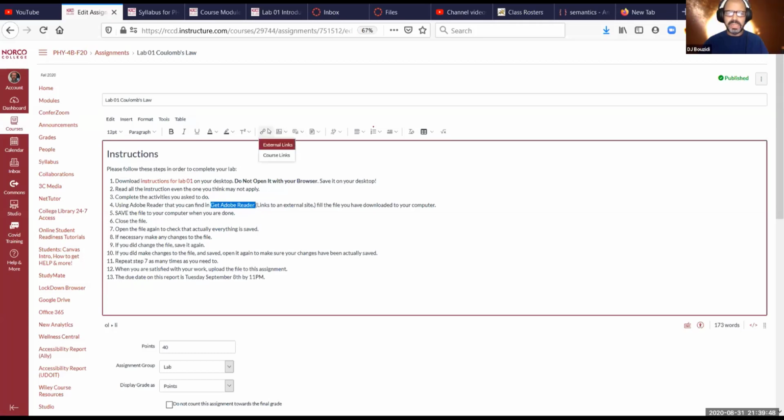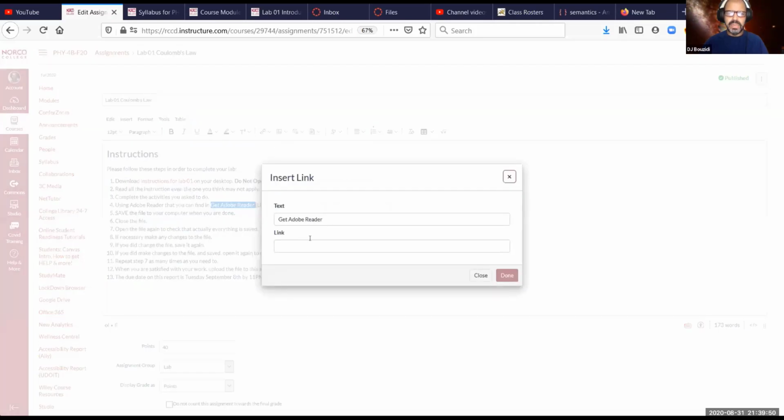So I'm going to create an external link, and the link is actually HTTP, I think, get.adobe.com/reader. Let me make sure this is the correct link, because I think I memorized it now. Let me open it with another browser.